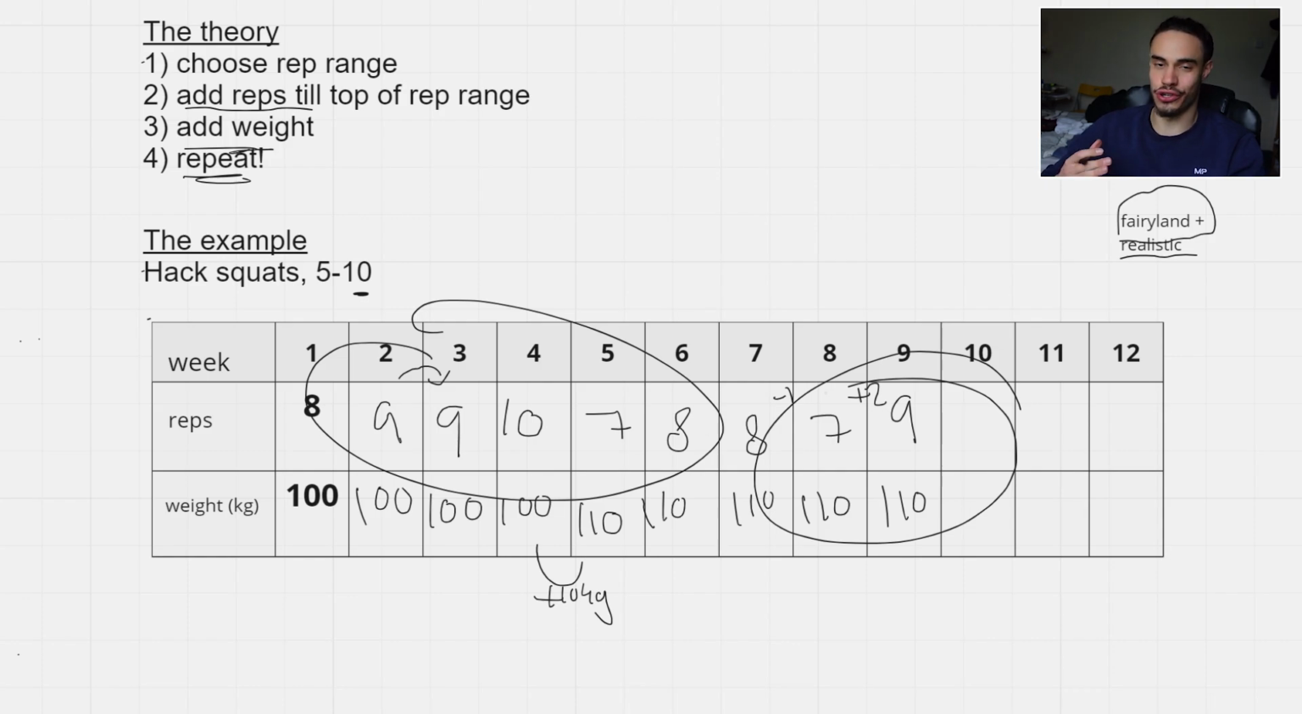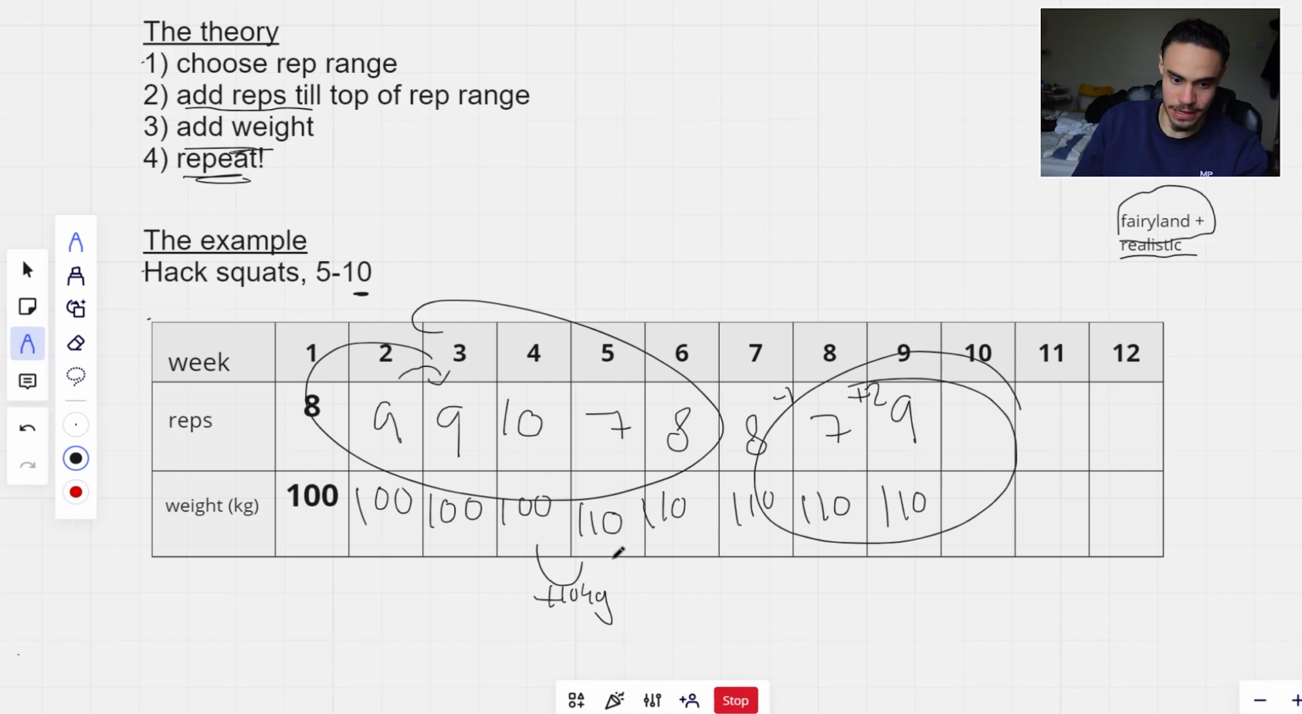Now, how much weight should you add when you add weight? So you see here, when I added the 10 kilos, why did I add 10 kilos? Why not 5? Why not 2.5? The amount of weight you add is influenced by 2 things. Number 1, the tightness of the rep range. And number 2, whether you're doing a compound movement or an isolation movement. And those 2 things, tightness of rep range and compound versus isolation, affect each other. What does that mean, right? What am I talking about?